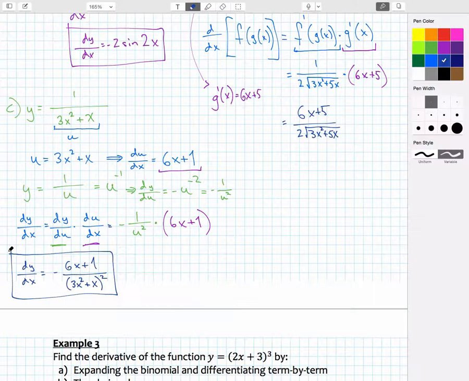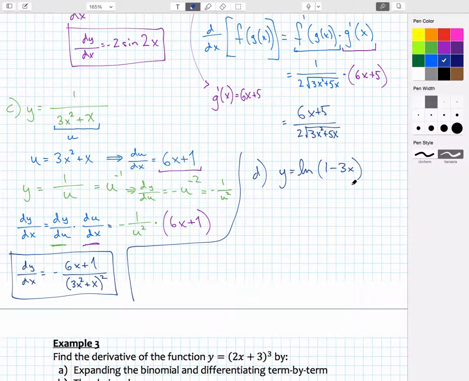And finally, let's squeeze in part D here. Hopefully you've got enough space left for that. The equation for D was y equals the natural log of 1 minus 3x. So again, it's fairly obvious here what we're going to choose as our u, so let's do that.